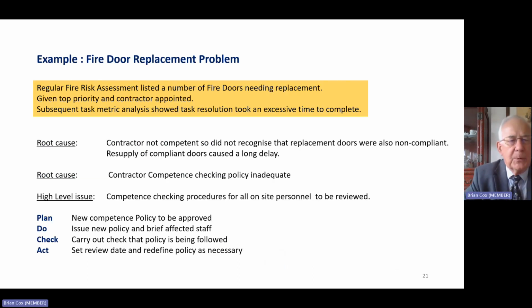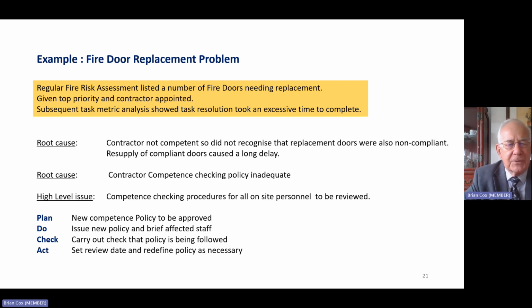So here's a little example of a fire door replacement problem. A regular fire risk assessment listed a number of fire doors needing replacement because they were not up to scratch. The job was given top priority and a contractor appointed, but subsequent task metric analysis showed that the task resolution took a really long time to complete.